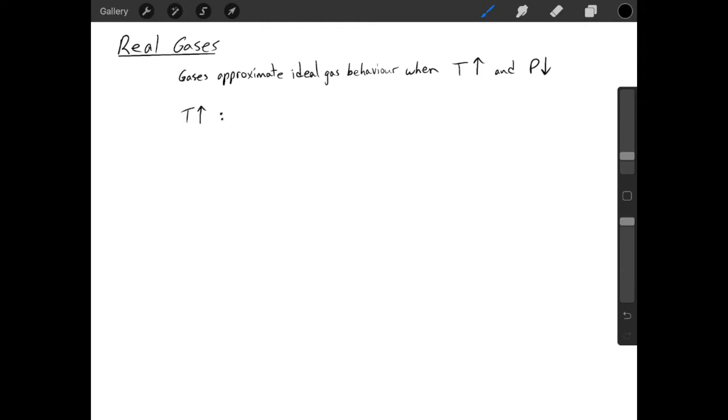At a high temperature, gases are going to be moving more quickly. And that means that the relatively weak dispersion forces aren't actually strong enough to pull the particles together. So high temperature will mean that the attractive forces are very much minimized.